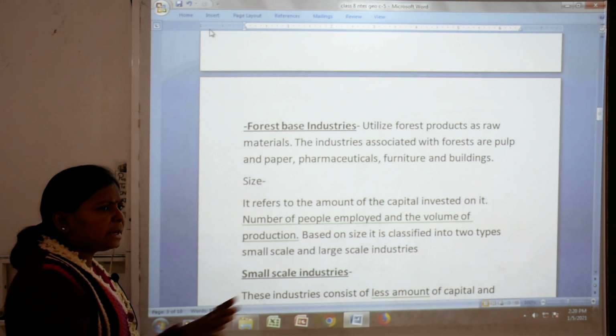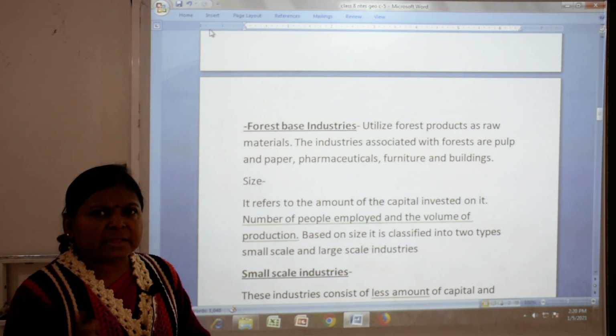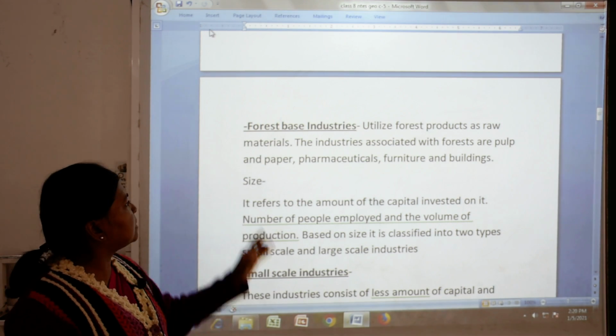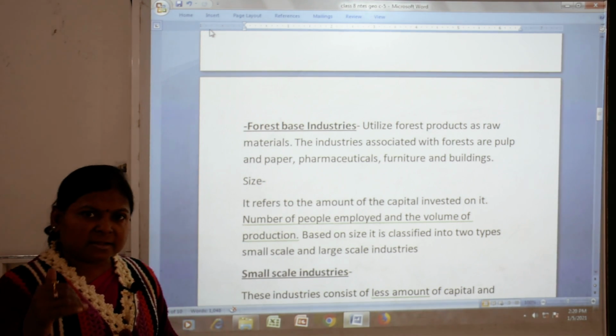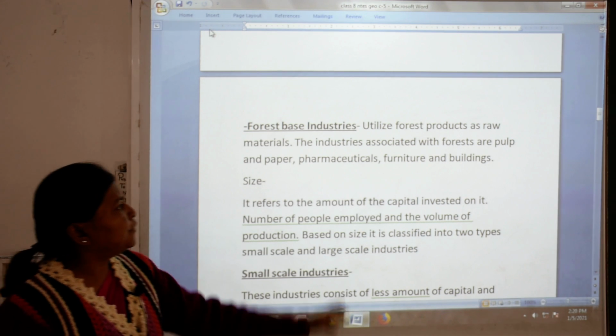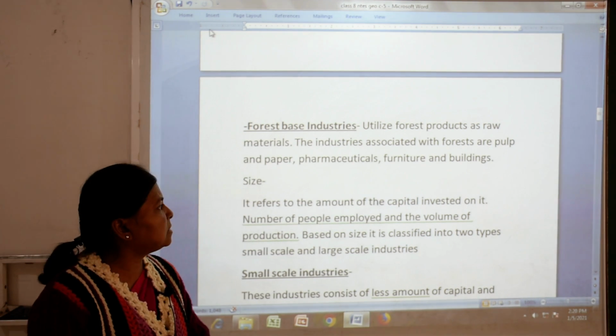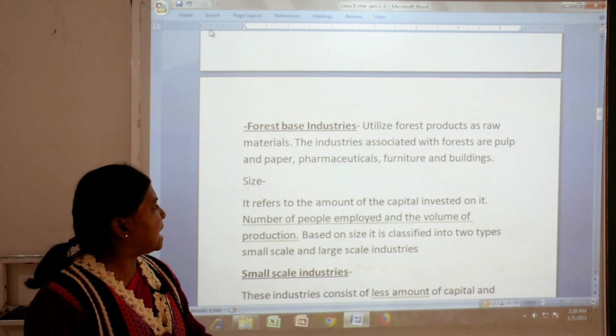The next one is forest based industries. We get many raw materials from the forest that industries use. We utilize many forest products as raw material, and the industries associated with forests are mostly pulp and paper, pharmaceuticals, furniture and buildings, etc.